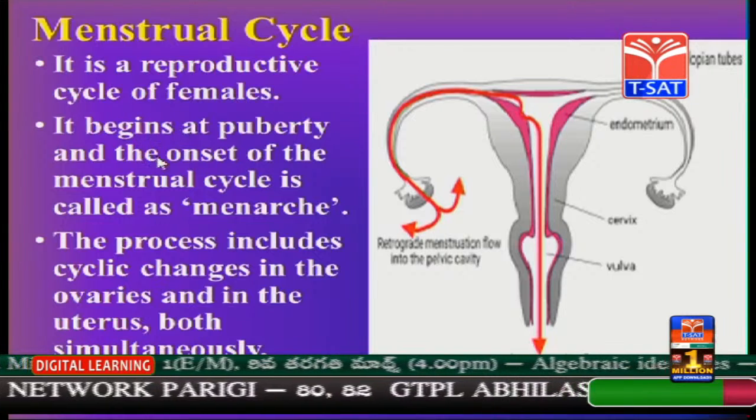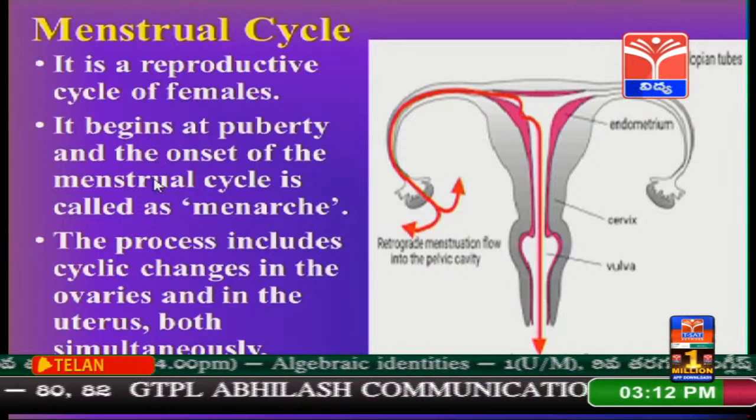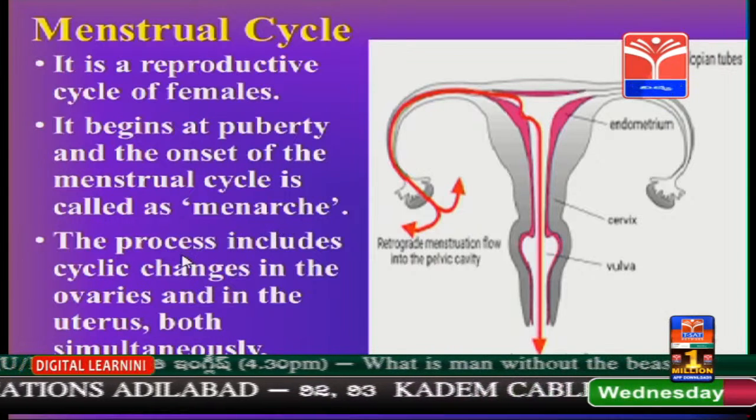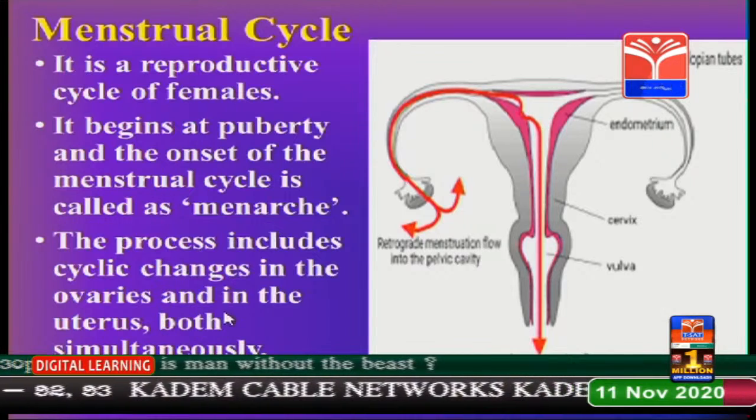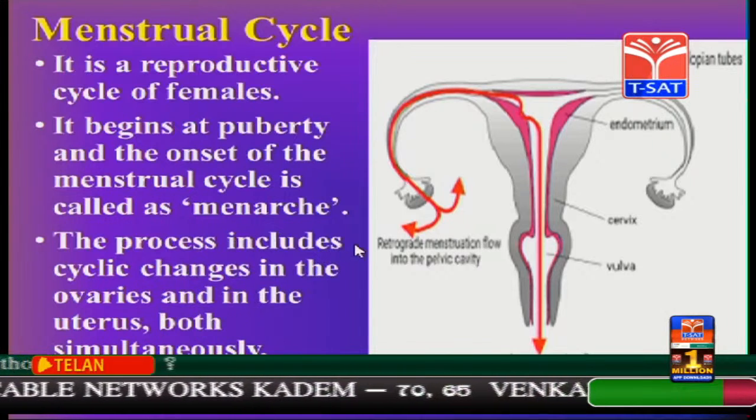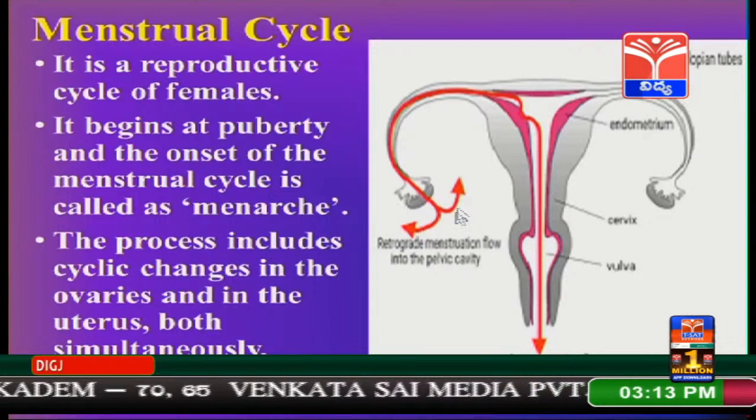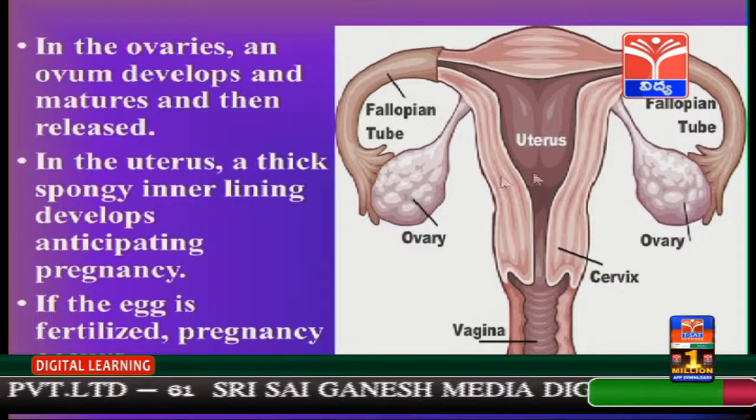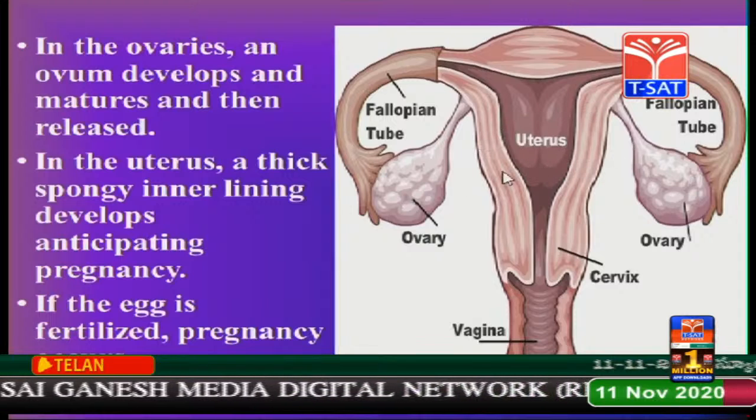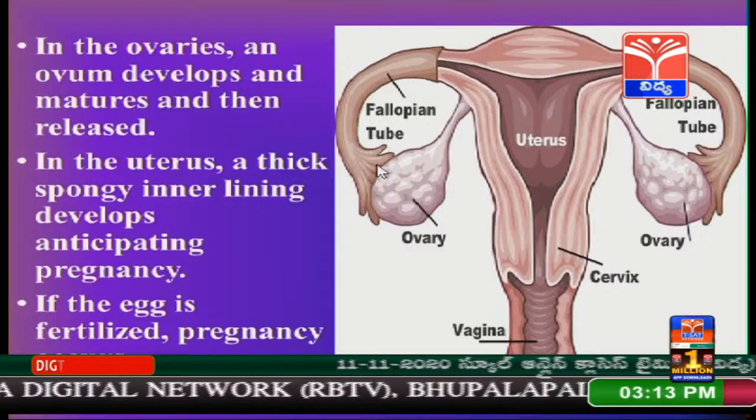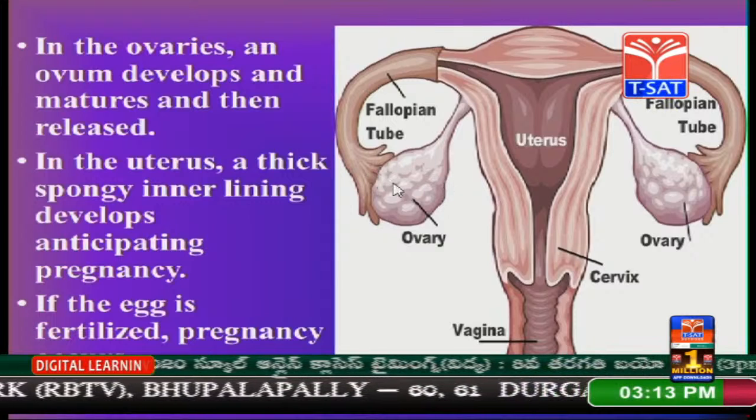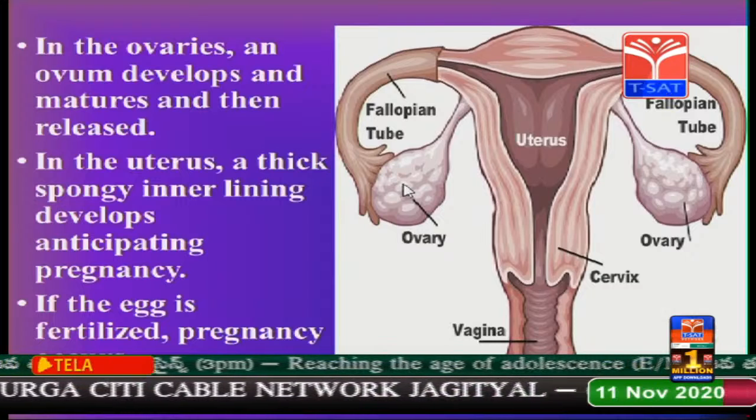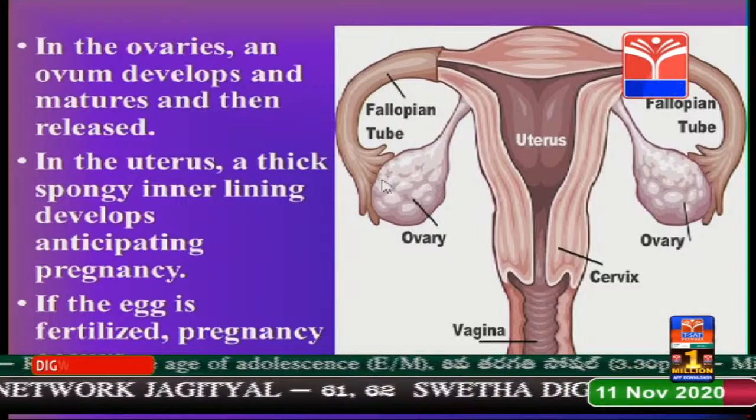It begins in puberty, and the onset of the menstrual cycle is called menarche. The process includes cyclic changes in the ovaries and in the uterus. Children, this cycle mainly depends upon the ovaries. In the ovaries, ova are developed. Now see this reproductive system, children. What is produced in the ovaries? Ova or eggs. One single egg is called an ovum. This ovum is produced by the ovary.